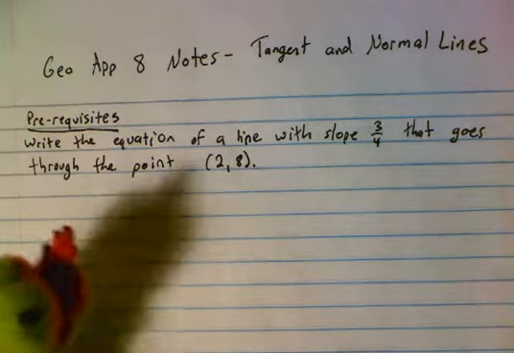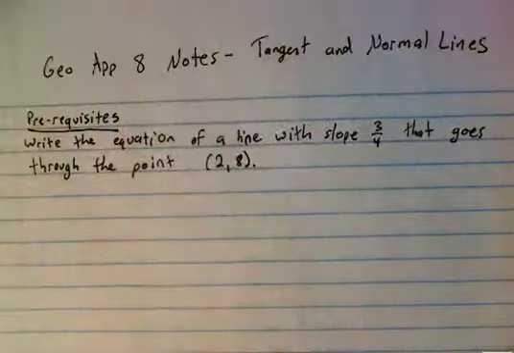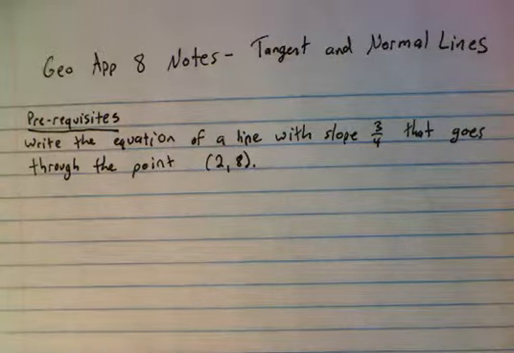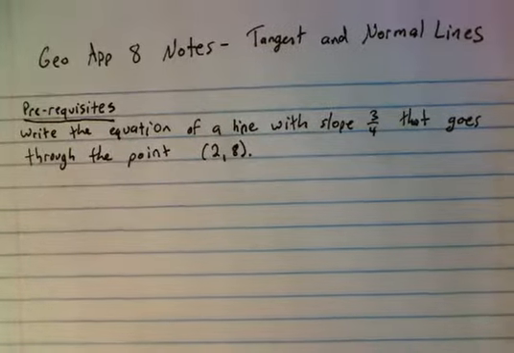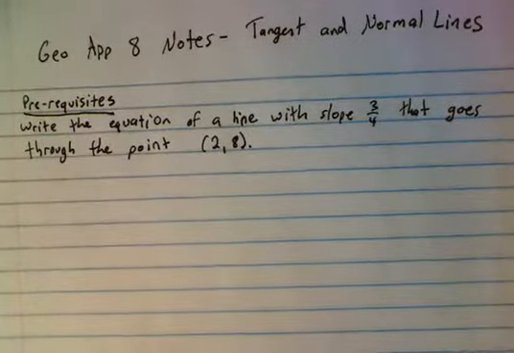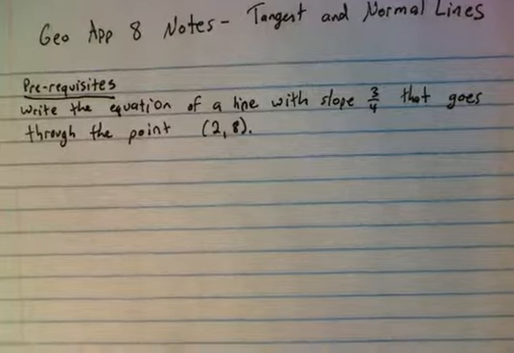By the end of this lesson, you should be able to write the equation for a tangent line or a normal line to a curve at a particular point. Before we can do anything calculus-wise, we need to make sure that we can write the equation for a line if we know the slope and the point. There are a couple different ways to do this. One is substantially easier in the calculus world, but you need to be able to do both of them.